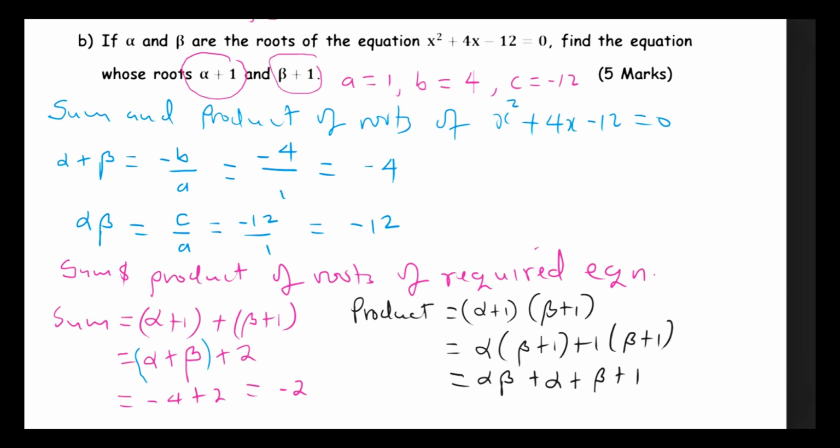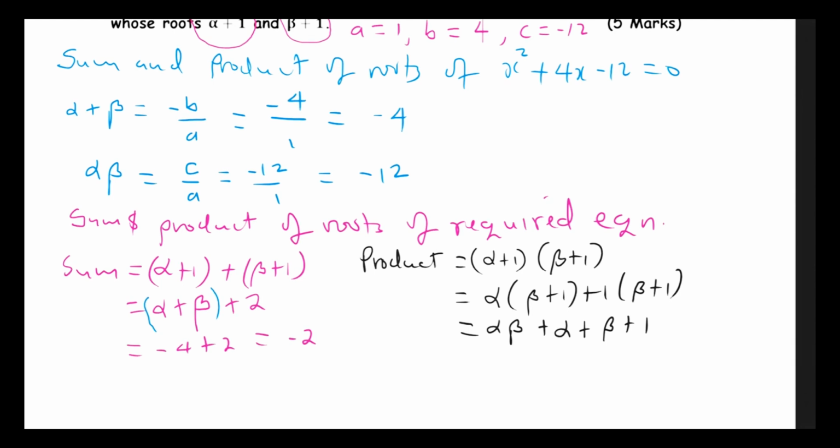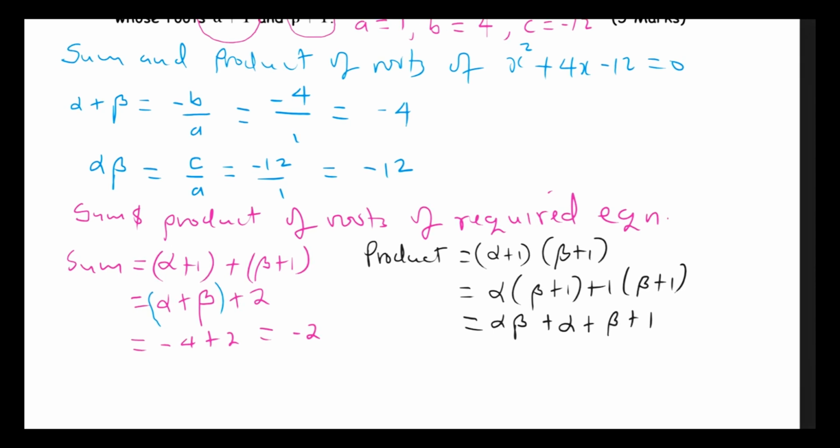alpha plus beta plus 1. So again, you do not have the value of alpha, nor do you have the value of beta, but you have the value of alpha beta as negative 12, and you have the value of alpha plus beta as negative 4. So all you need to do is just substitute for those values here. So alpha beta is negative 12, and alpha plus beta is negative 4, now plus 1. So that if you simplify, it should be negative 15.